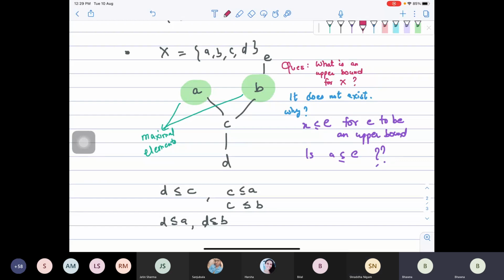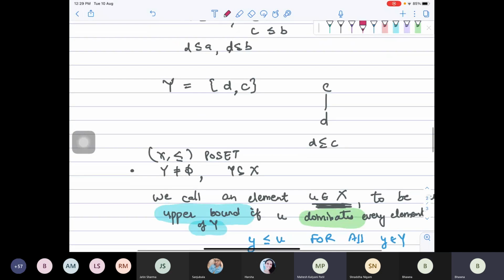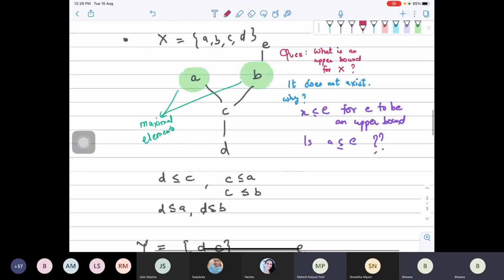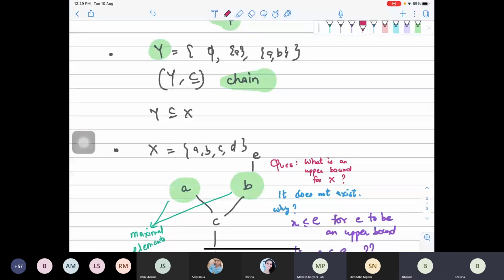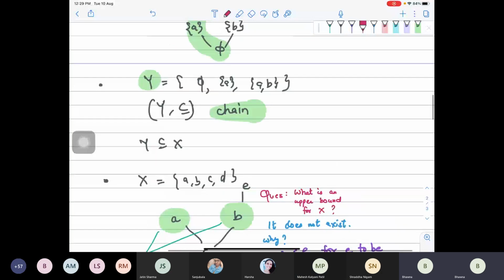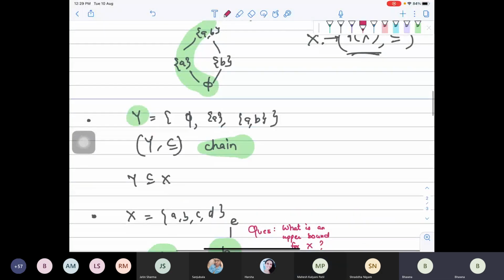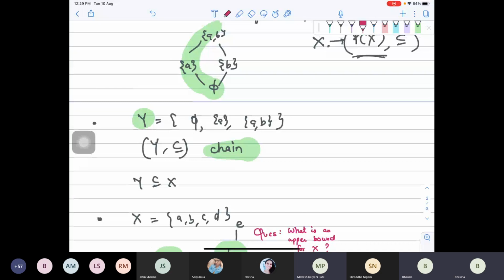Ma'am, can you repeat the idea of chain? I didn't get the idea of a chain. I never studied it. Yeah, please repeat, Mahesh. Madam, what is a chain? A chain is something in which every element is related to each other.